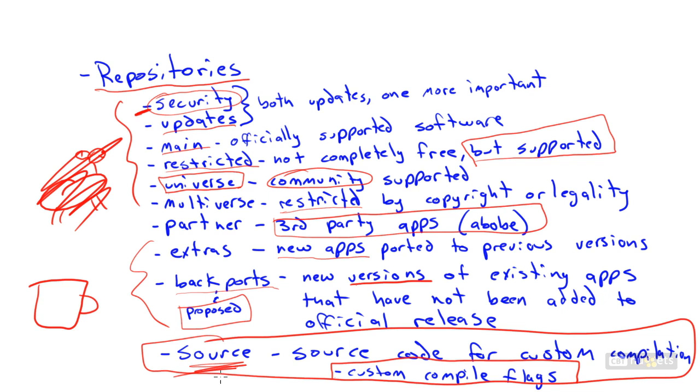And this isn't just one repo, right? Every one of these repos has a -source repo that goes along with it. So there's a bunch of source repositories, one that goes along with each of these repos. Okay, does that make sense?